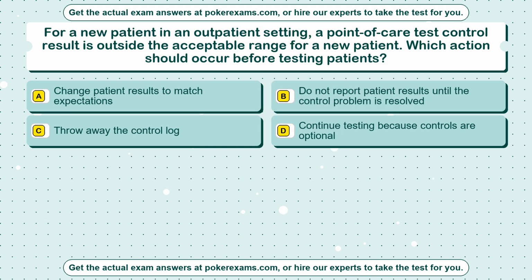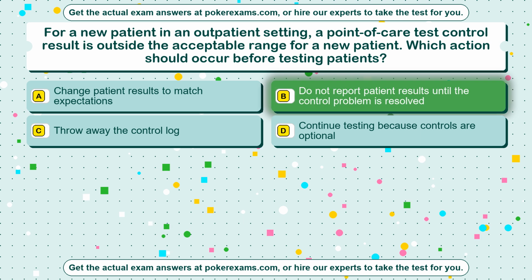Question 27. For a new patient in an outpatient setting, a point-of-care test control result is outside the acceptable range for a new patient. Which action should occur before testing patients? Option A, change patient results to match expectations. Option B, do not report patient results until the control problem is resolved. Option C, throw away the control log. Option D, continue testing because controls are optional.